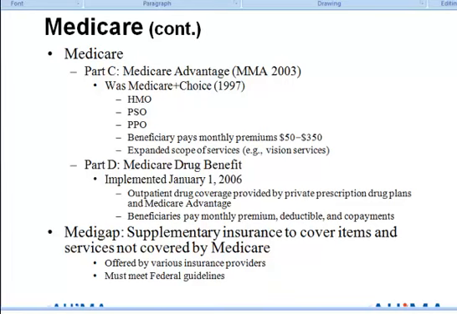Medicare Part D is what we call our drug benefit, and it was created in 2003 but fully implemented in 2006. What this program does is offer outpatient drug coverage provided by private prescription drug plans and Medicare Advantage. Beneficiaries pay a monthly premium that varies, but it can be as low as $15 a month. In addition to that, they also have a deductible that they have to meet each year and co-payments with their prescription.